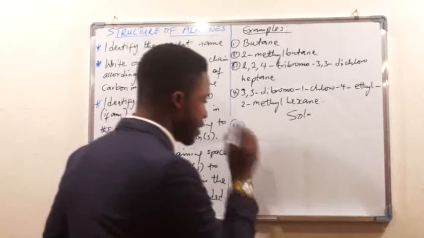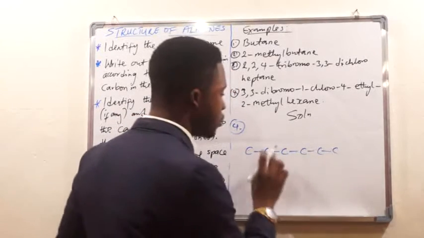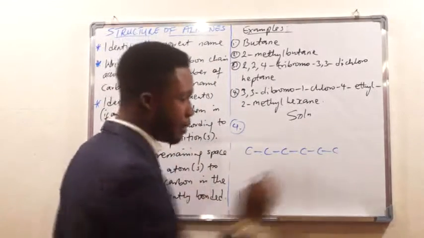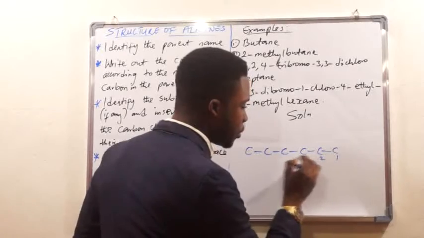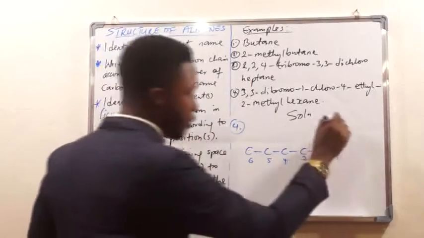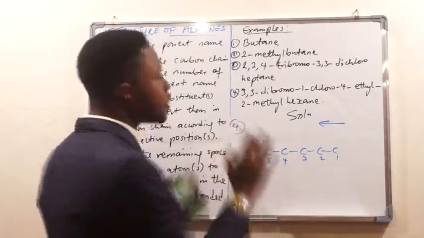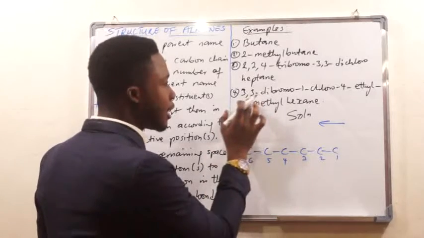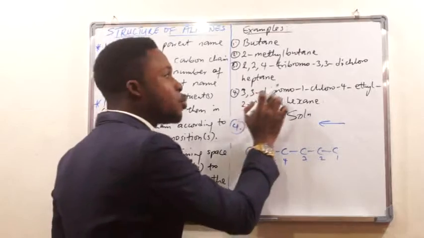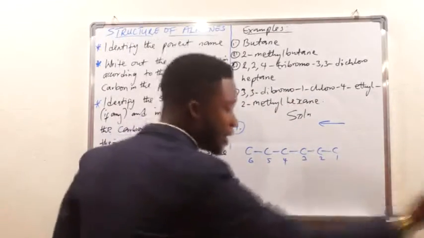Hexane. Now, hex is 6 carbons. 1, 2, 3, 4, 5, 6. Again, I count from my... okay, let's count from my right this time around. 1, 2, 3, 4, 5, 6. This becomes my direction of counting. Now, just like the previous example, at carbon 3 and the same carbon 3, there are what? There are 2 bromine. That's why we have 3,3-dibromo. Remember, I'm counting from right now.